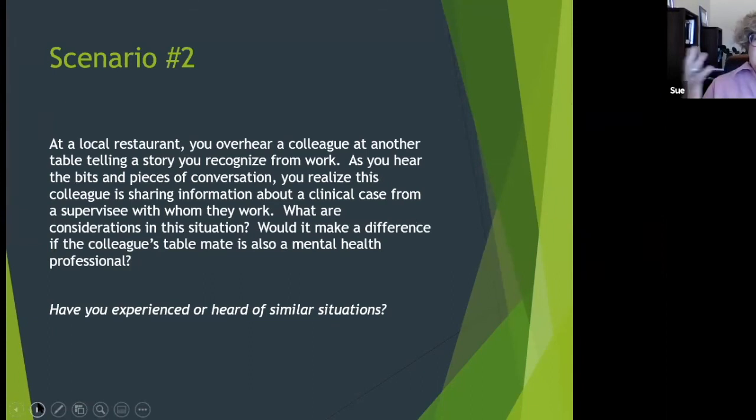Scenario two: at a local restaurant, you overhear a colleague at another table telling a story that you recognize from work. As you hear the bits and pieces of the conversation, you realize this colleague is sharing information about a clinical case from a supervisor with whom they work. What are the considerations for the situation? Would it make a difference if the colleague's table mate is also a mental health professional, whether you would know that or not if you were sitting at the next table? Again, we live in a small community, and sometimes people do share things within hearing distance. Have you had a similar scenario that maybe you want to talk about?